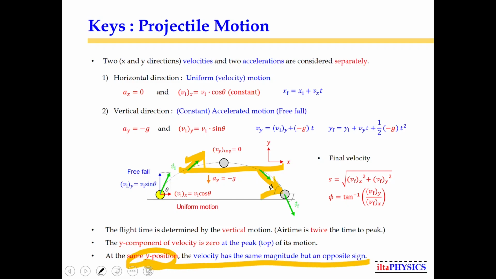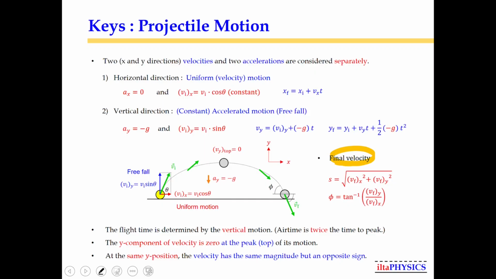Finally, a common question in projectile motion concerns the magnitude and direction of the velocity at a specific position or instant. For example, to find the velocity at the landing point, you calculate the x and y components of the velocity at that spot separately, and then use them to find the overall speed and angle. Now let's solve some projectile problems together.